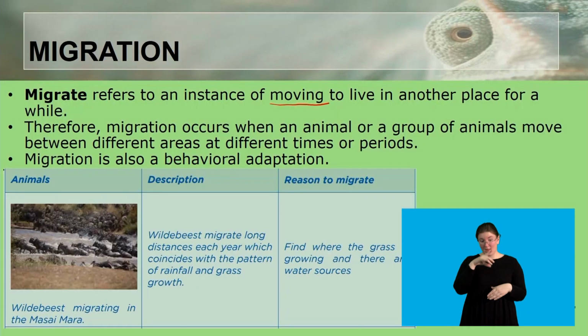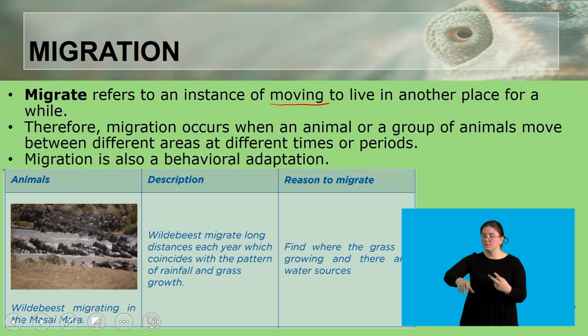So we know in winter it's usually dry, it does not rain, it's cold, and usually then you don't really have crops that are growing or that can be harvested in winter. And that is the reason why these animals will move to an area where they can also have food and where they also have favorable conditions. Reasons for the wildebeest migrating: they find where the grass is growing and where they will be able to have water sources.